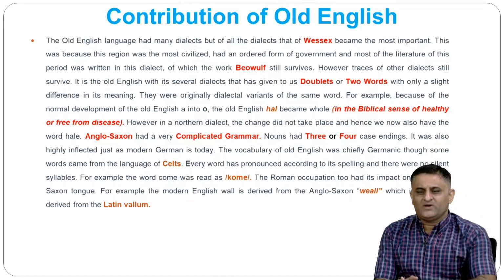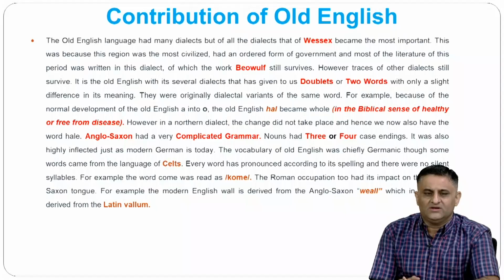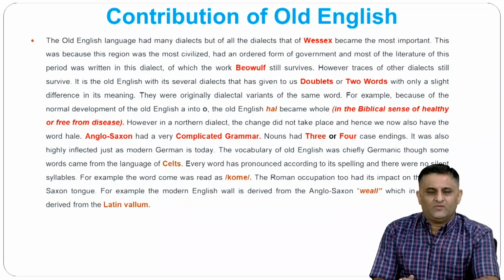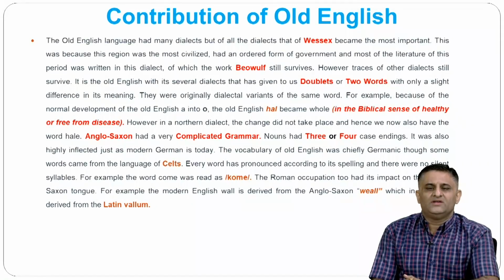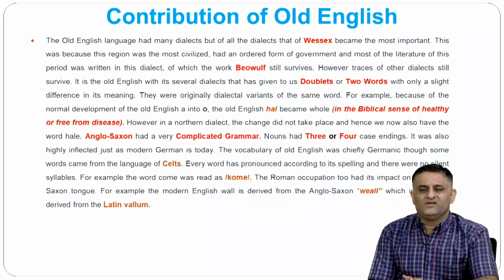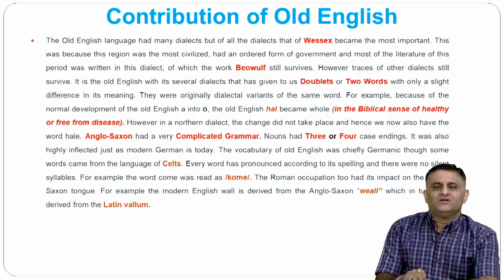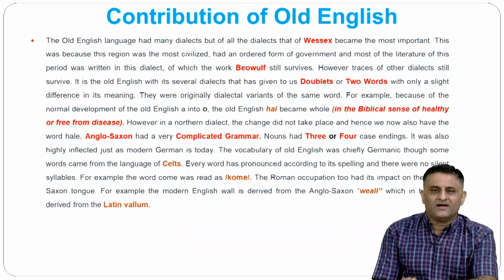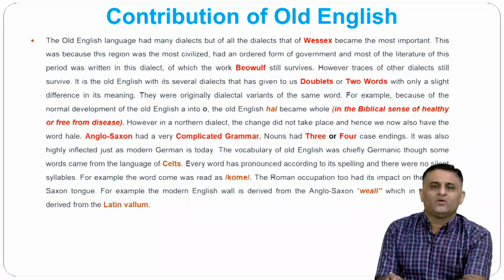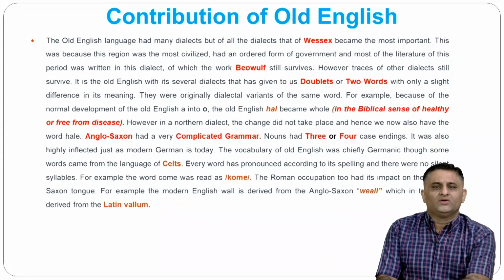The Roman occupation too had its impact on the Saxon tongue. For example, the modern English vowel is derived from the Anglo-Saxon vowel, which is derived from the Latin vellum. So dear students, the words highlighted in red that you can see are one kind of contribution of Old English to the English language.